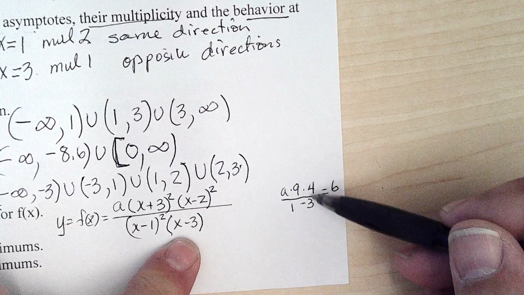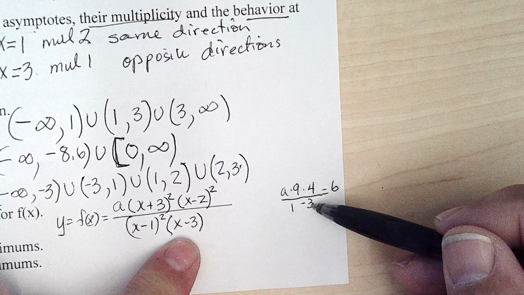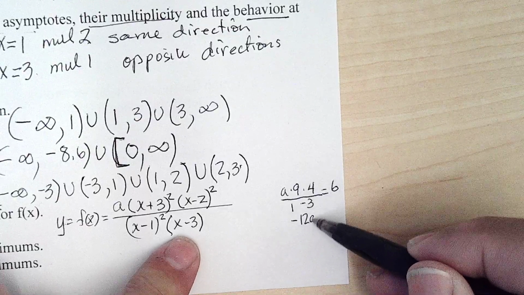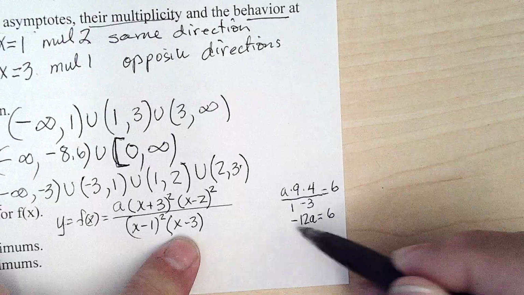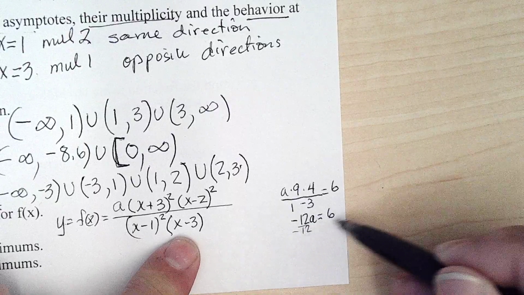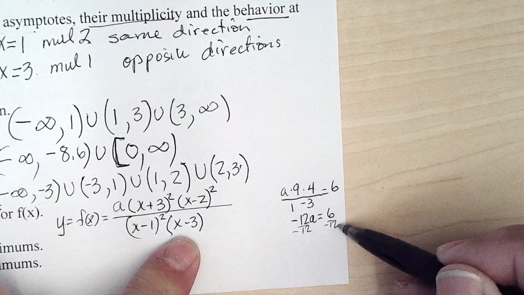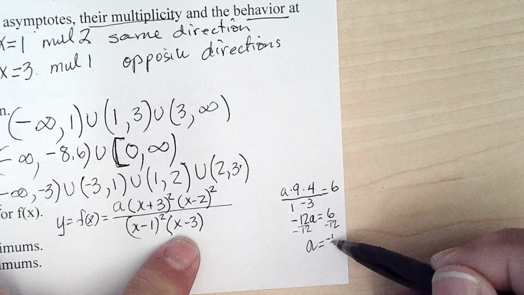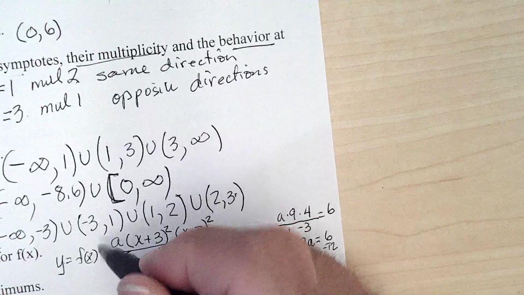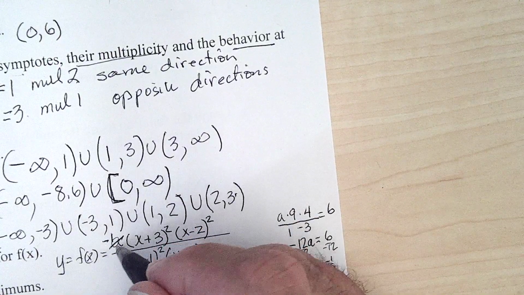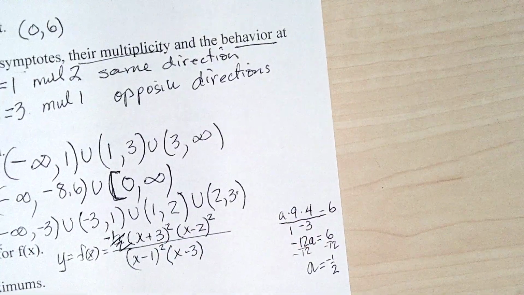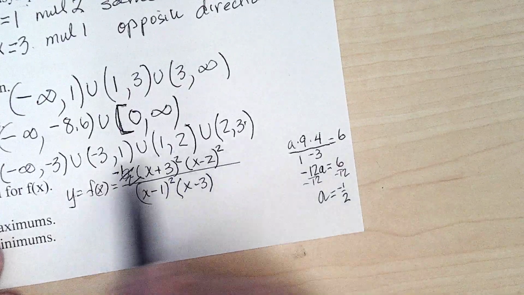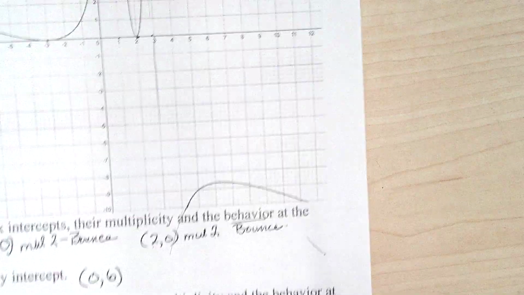So 36 divided by negative 3 is negative 12. A equals 6 divided by negative 12. And I get A is equal to negative 1/2. So I need to put negative 1/2 in here. And I can graph this on my calculator and see if it looks like that.